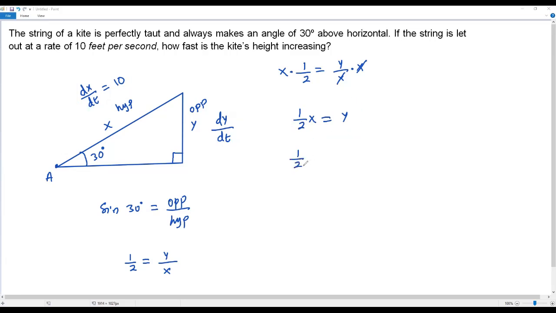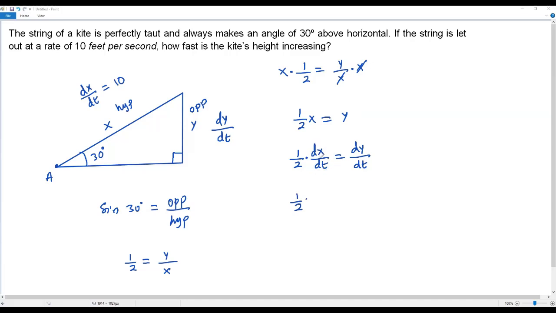I'm getting 1 over 2 is a constant. Whenever I find a derivative, if there is a constant multiplied by the variable, I have to keep the constant as it is. I have to find the derivative of the unknown variable. If I find the derivative of this x with respect to time, I'm getting dx over dt. Now on the right side, if I find the derivative of this y with respect to time, I'm getting dy over dt.